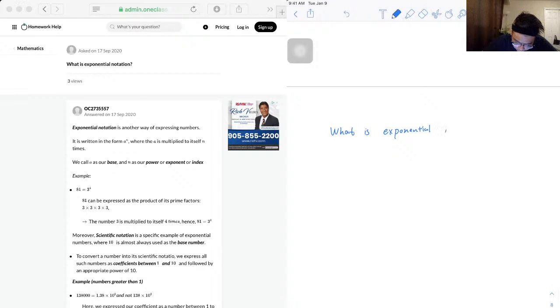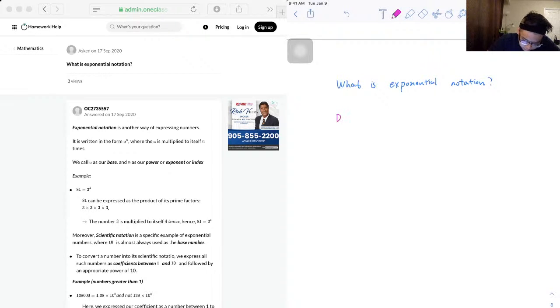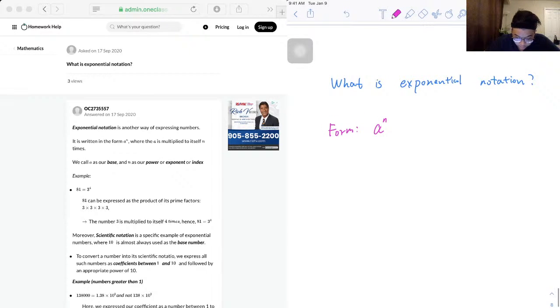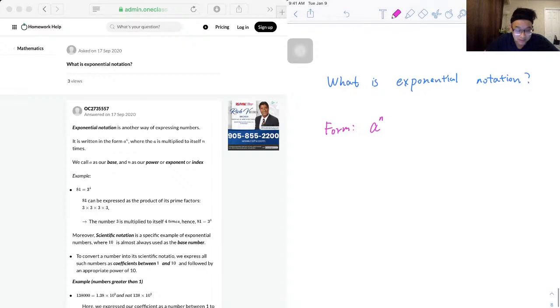Exponential notation. Right. So exponential notation is just another way of expressing numbers, and let's write it in here. It is written in the form of a to the exponent of n, which is a little n on the top right of a. In this case, it just means a is multiplied to itself n times.